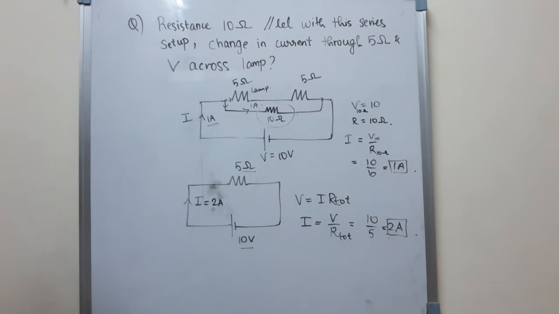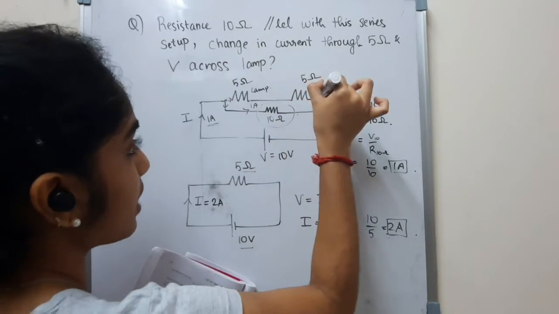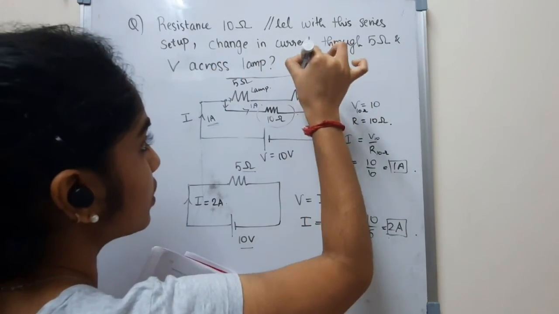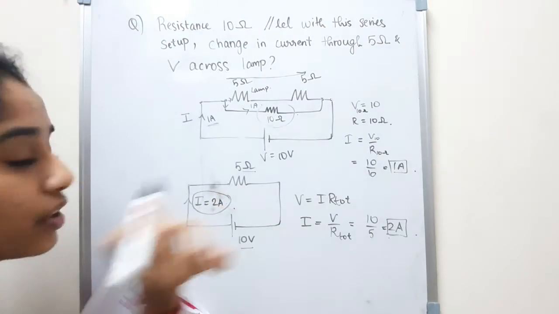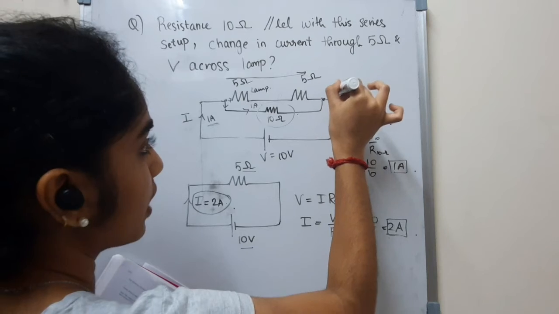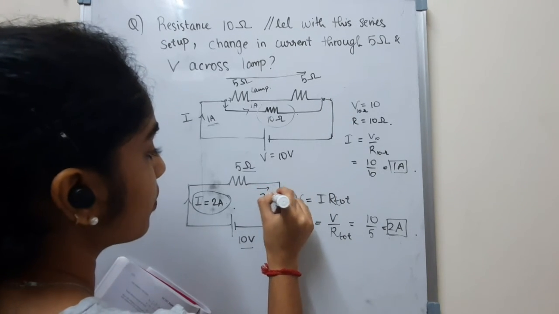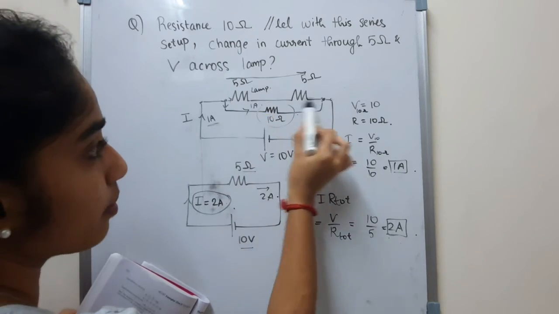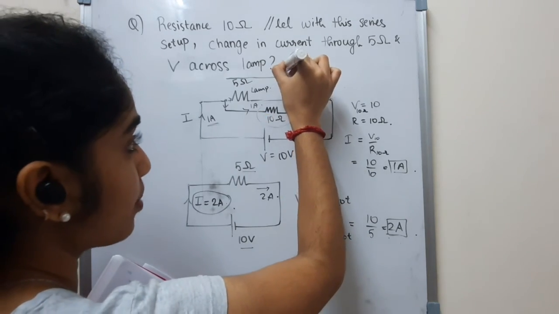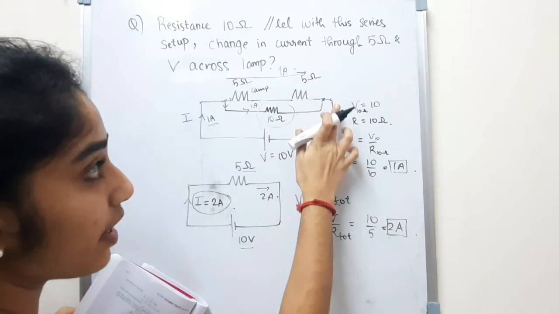And also since the potential is same here, 1 ampere flows through this too. So we get a total of 2 amperes, right? So 1 and 1, we get back to 2 amperes in the circuit. So on the top branch also, 1 ampere current flows through it. Now we know the current through the lamp and the 5 ohm resistor.